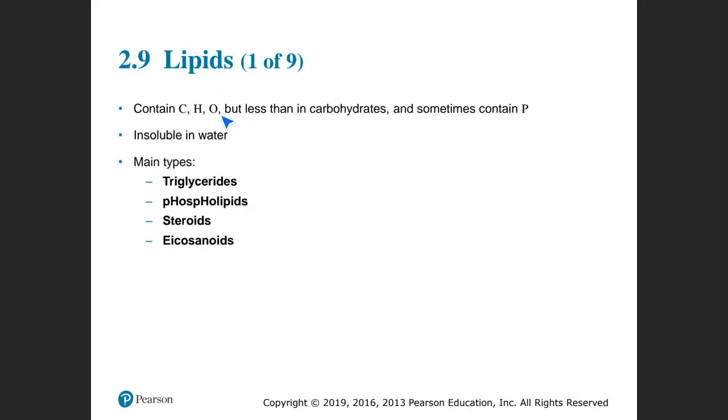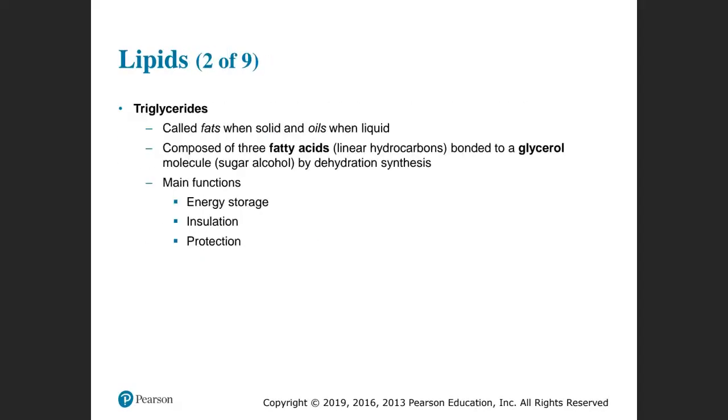So they also have oxygen, hydrogen, and carbon, but less than in carbohydrates. And sometimes they've got some phosphate. And so these are insoluble in water and include these classes: triglycerides, phospholipids, steroids, and eicosanoids. For triglycerides, these are called fats when they're solid and oils when they're liquid. They're made up of fatty acids, 3 of them to be exact, bonded to a glycerol molecule. And so those are the building blocks or monomers of lipids, fatty acids and glycerol.